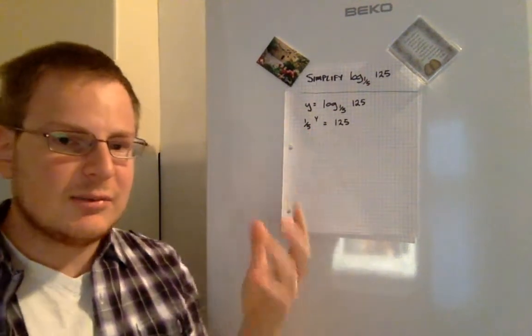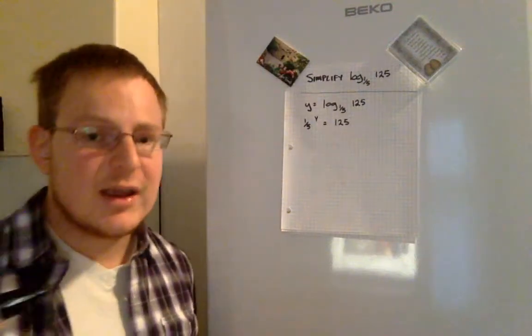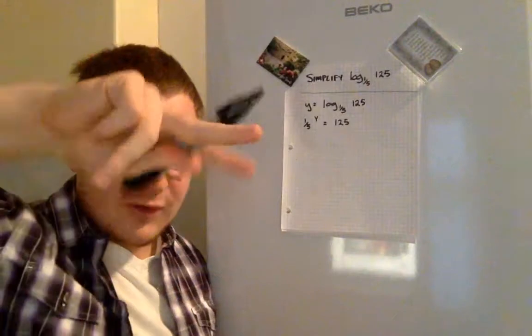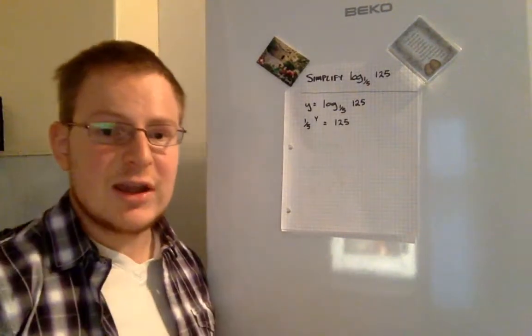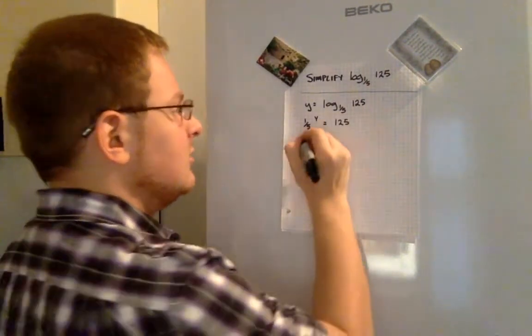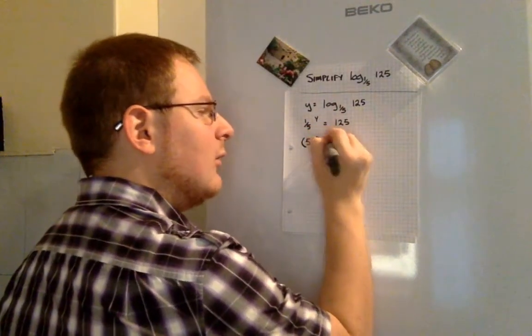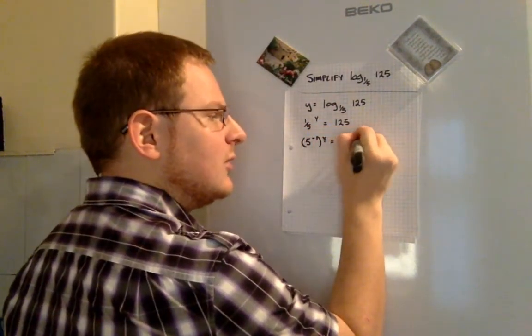We do it pretty simply by knowing what an inverse is. An inverse is just what happens when you take 1 over 5 and you flip it, and then you change the exponent. So what you're going to do is you basically say 5 to the power of negative 1, to the power of y, is equal to 125.